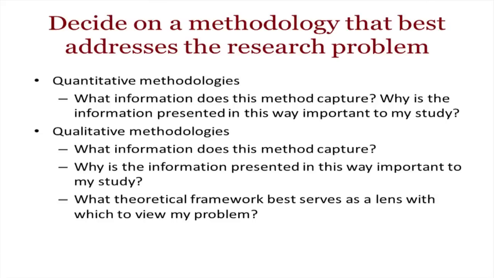So it is important, when you're reading these journal articles in your literature review, that you're not just reading them for content. I mean, you are reading for content. You're looking at the results and so forth. You're also looking at the methodology they used to get to that result, because it will inform your decision making a lot in the process. Now, a lot of you will only use quantitative methodologies. What information does this method capture? What information presented in this way is important to my study?